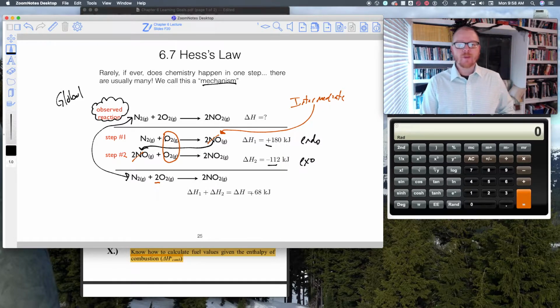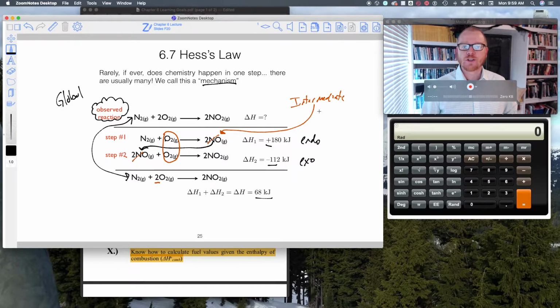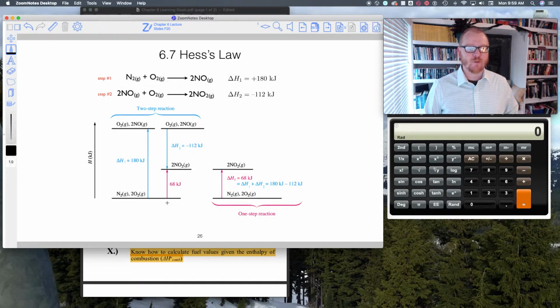Okay. And also what's important to note, in this is Hess's law here, when I add these two steps together, I also add the enthalpies together, okay? So positive 180 plus negative 112 gives me 68 kilojoules. So overall, globally, this reaction is endothermic, okay?